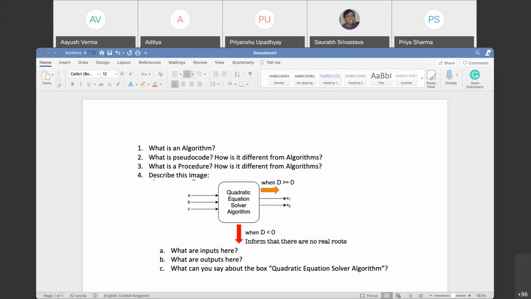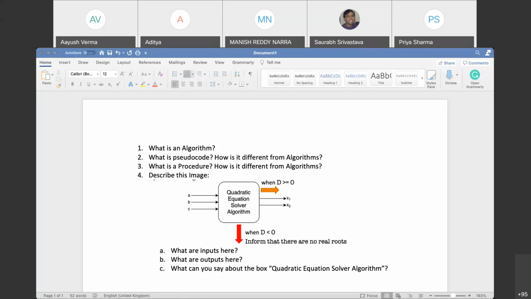So yeah, the next question is about what we have discussed already. Algorithm we have discussed. Pseudocode, right? What is pseudocode and how is it different from algorithms? Yes, we discussed it, sir, pseudocode and algorithms. Oh, very good. You already discussed it. Okay, very good.